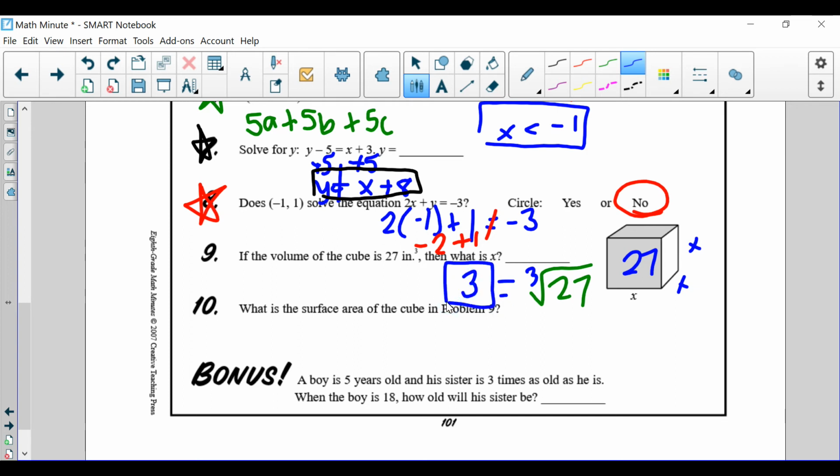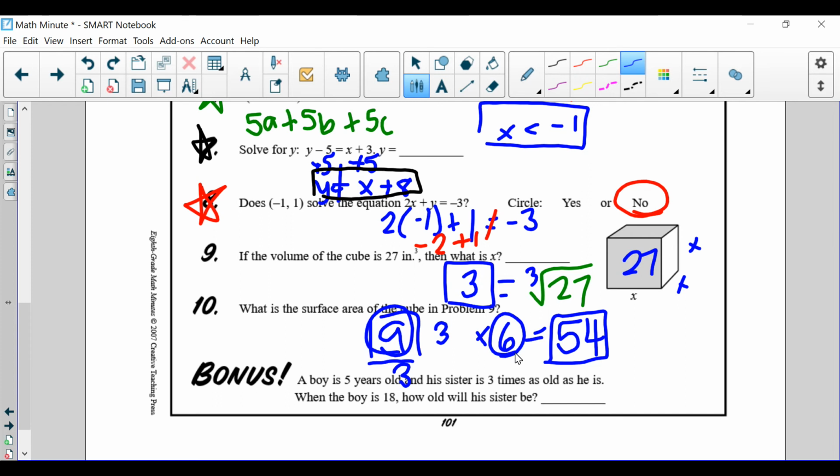Next one is talking about the surface area. Surface area is a little bit tricky because you have to find the area of all the faces. So basically, since we know that every face is 3 times 3, and we know that area is 9, how many of those do we have? How many faces are there on a cube? Well, there are 6 faces, and 6 faces will equal 54, because all we're doing is 9 times 6, which is 54.